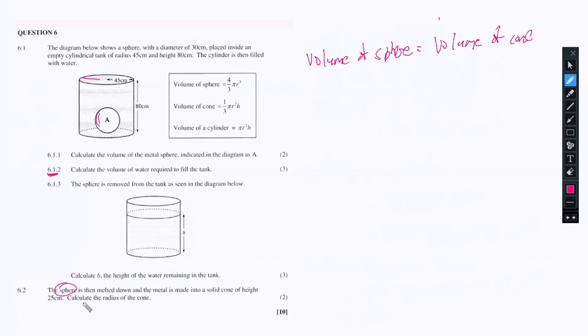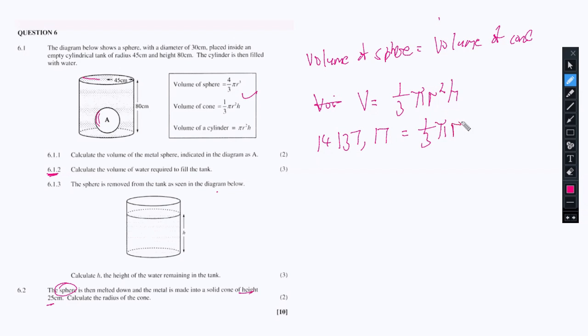But once they make it into a cone, it now has a height of what? 25 centimeter. So I have to use this formula now. Volume of cone is 1/3 pi r squared h. Now the volume is still the one that I got in 6.1.1, which was 14,137.17. Remember, it is the volume of the sphere. Then 1/3 pi, we are looking for the radius, so I'll just leave it as r squared. And then the height, we are told that it is 25.